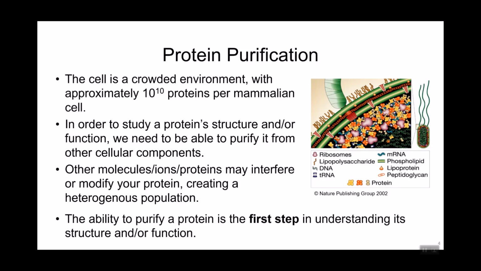Proteins in the cell definitely do not practice physical distancing. It's a very crowded environment, and in order to characterize a protein, we need to be able to separate it from all the other molecules that are found in the cell. The reason why we need to separate it from these molecules is because they might interfere with your experiments or even modify your protein, creating a heterogeneous population. And this would make it very hard to study and control for variability. Now, we've already looked at the basics of protein structure, and it's these differences in properties that can be exploited in order to purify them.